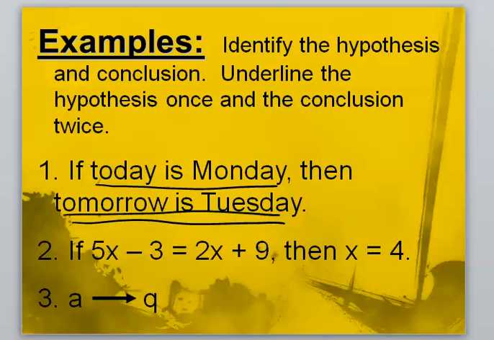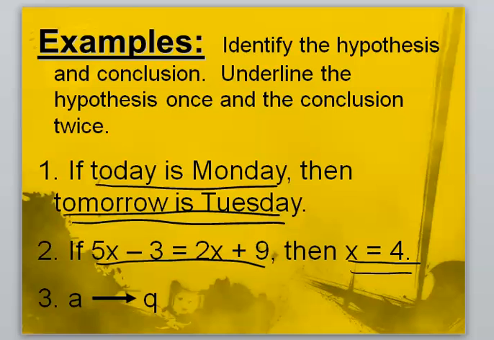Example 2. If 5x minus 3 equals 2x plus 9, my hypothesis, the if, is 5x minus 3 equals 2x plus 9. The conclusion, the then, the thing I conclude is that x equals 4. You do not need to underline the words if and then, just the hypothesis and the conclusion.